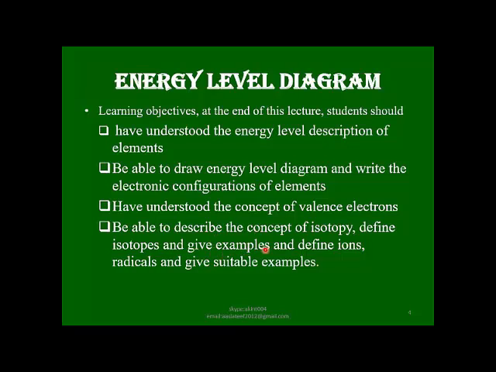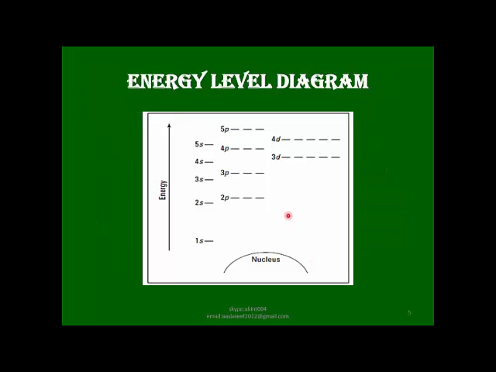The students should be able to describe the concept of isotopy, isotopes, and give examples, ions and radicals. This is the energy level diagram. This is the nucleus. Let us show the half of the nucleus. This is the center nucleus. Then there are shells surrounding it, as we have proved the other time.